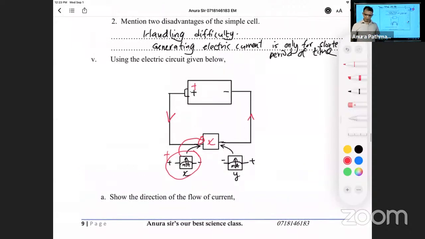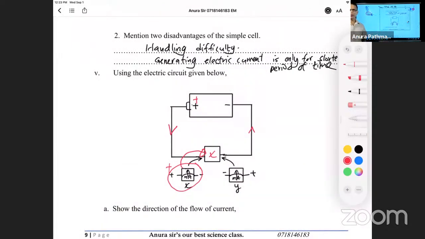It should be positive to positive, negative to negative. Positive to positive and negative to negative. So should we mark them in the diagram? No, you just put X, that's enough. You can say X.